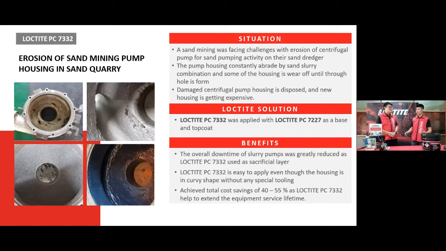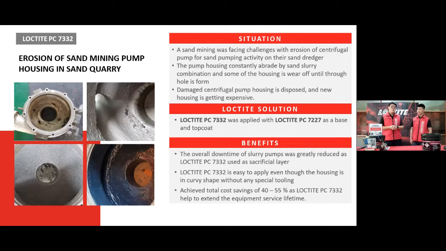Pump housing is a place where it is very difficult to apply a protection layer, because we can't weld a wear plate on the pump housing. So most of the time, when the pump housing is already damaged and punctured with a hole, they will just dispose of it. Whenever we learn about these issues, we introduce our clients to LOCTITE PC 7332. Like I mentioned, it's easy to coat on curvy surfaces and acts as a sacrificial layer for your pumps, and eventually helps our clients increase equipment service life by 40 to 55%. All right, Kim, thanks for sharing this case study on our 7332.